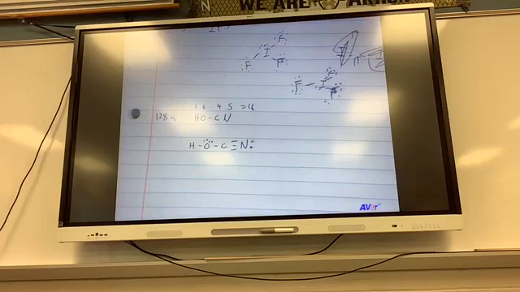Wait, why are both of the lone pairs at the top? Because they want to have the most repulsion. So that was 128A. Anything else on 128? Yeah, can we just do the rest of them?